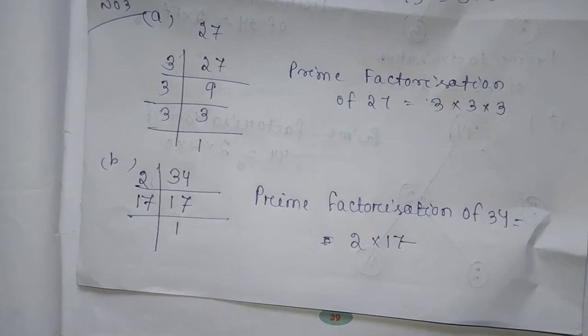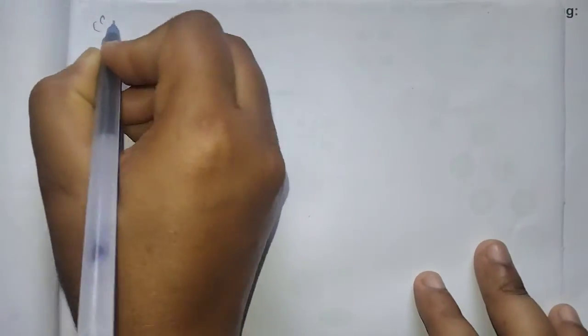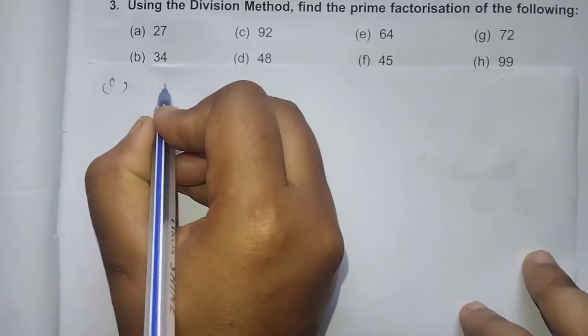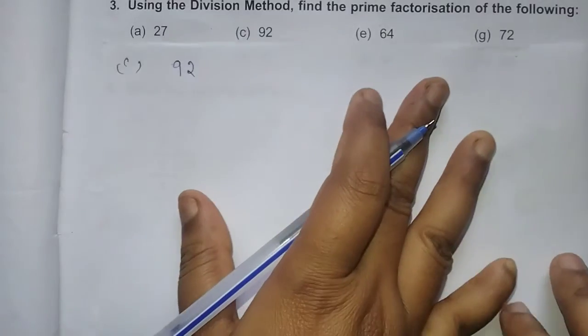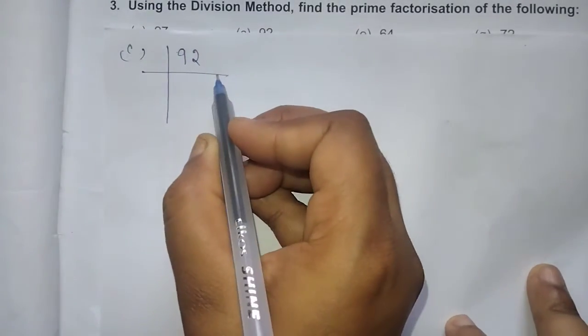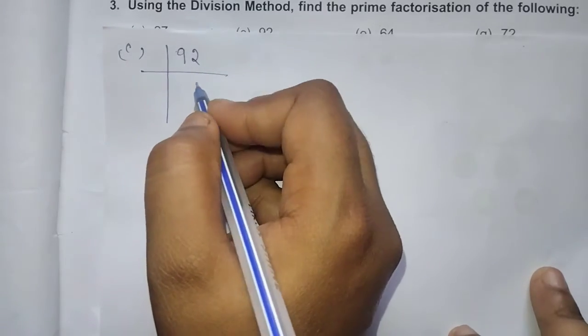So we can solve C. Then C. Prime factorization of 92. 92. Divide 92 by the prime number 2.